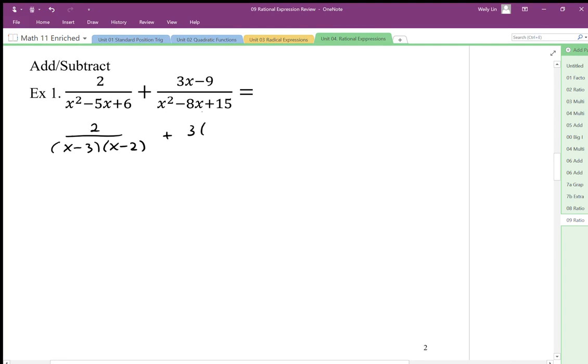So here I'm going to factor my greatest common factor. And I'm going to factor this. I get x minus 3 and x minus 5. Now please don't cancel these factors out here and here. I'm just going to highlight them because this is something not to do. This is a no-go.